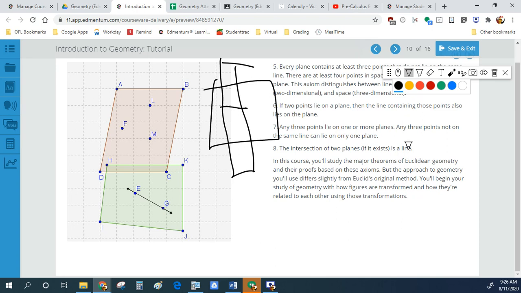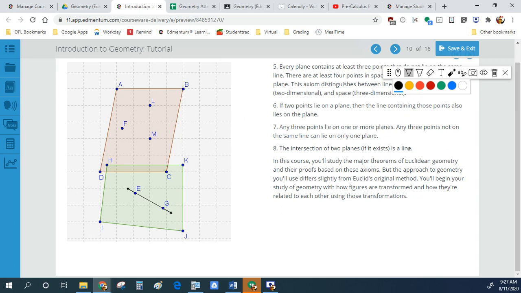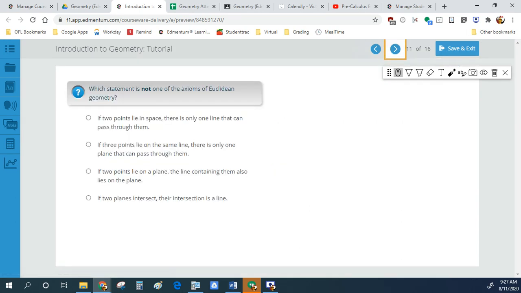So that's just saying that if you have two pieces of paper, it makes a line. I know this picture is really bad. I'm not the best artist, so sorry about that. You guys are going to have to deal with my bad drawings all class. All right. So, which statement is not one of the axioms of Euclid?